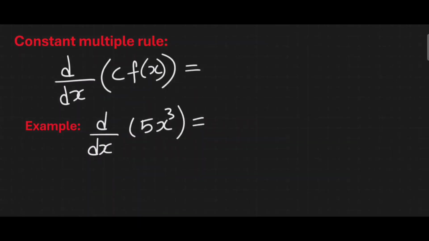The constant multiple rule. This rule says that d by dx of c times f of x equal to c times d by dx of f of x. This means we keep the constant outside and differentiate normally.